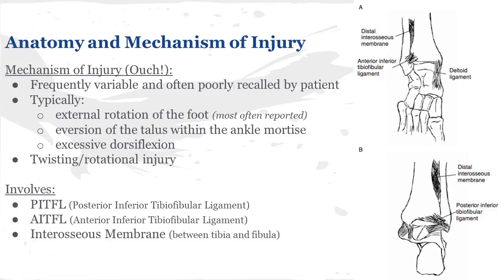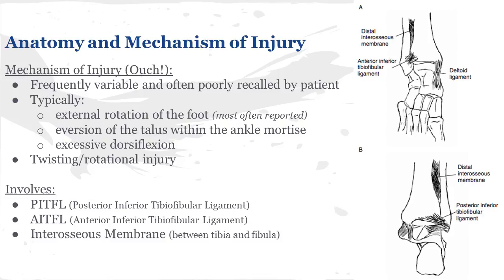This slide reviews the anatomy and mechanism of the injury. These injuries are frequently variable and often poorly recalled by the patient. They typically occur due to an external rotation of the foot, eversion of the talus, or excessive dorsiflexion. They can also occur by a twisting or rotational injury. Individuals who participate in skiing, football, soccer, and other turf sports that involve planting of the foot and cutting may have the greatest risk for ankle syndesmotic sprains.